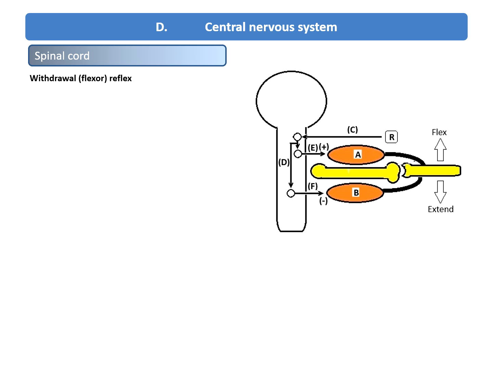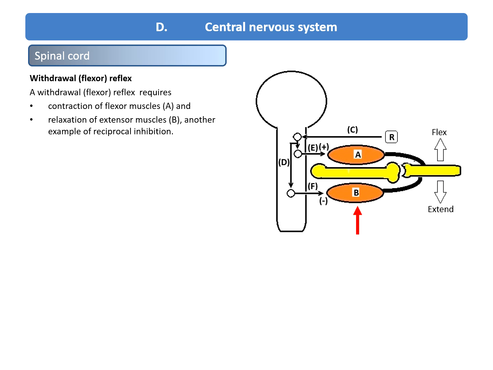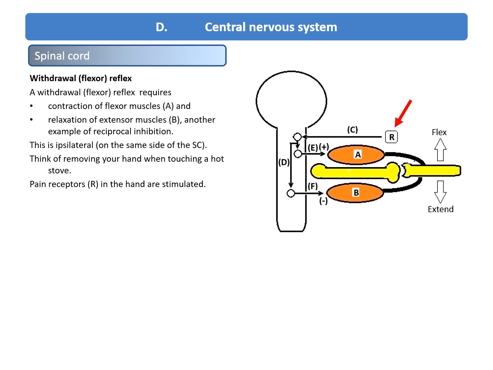Let's look at the withdrawal reflex. The withdrawal reflex requires contraction of the flexor muscle and relaxation of the extensor muscle in this example. This is another example of reciprocal inhibition. This is ipsilateral, that is, on the same side of the spinal cord. Think of removing your hand when touching a hot stove.